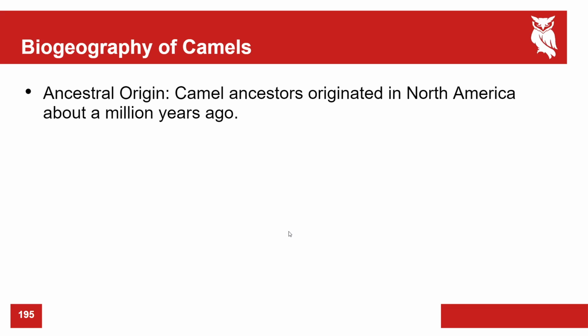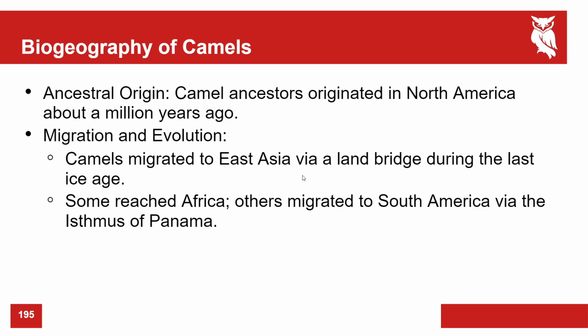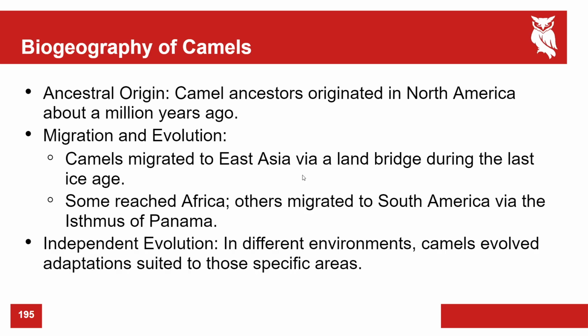When we talk about biogeography, we'll use camels as an example. These originated in North America about 1 million years ago, even though they are not present here now. Over time, they migrated to East Asia via a land bridge during the last ice age. Some reached Africa, others migrated to South America via the Isthmus of Panama. Essentially, this was independent evolution, where in different environments, camels evolved adaptations suited for those specific areas.